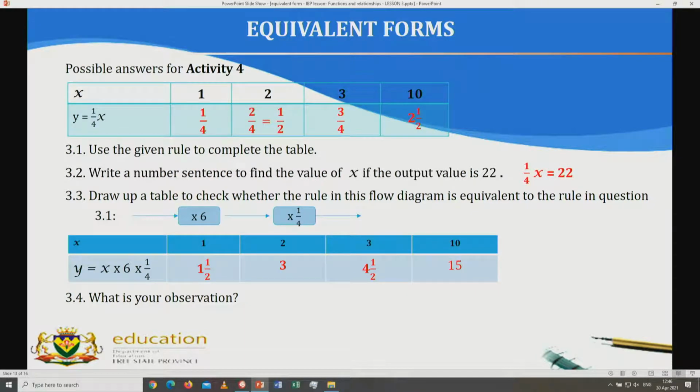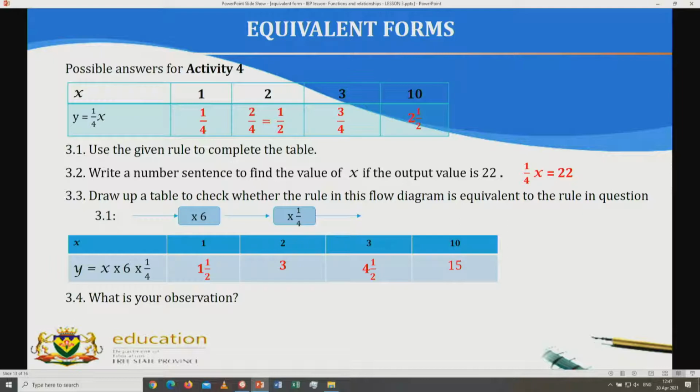Here is a number sentence for the first diagram. A quarter x equals 22. Remember, the question was, write a number sentence to find the value of x if the output value is 22. Then a quarter x equals 22 will be our number sentence. Now, there is a table that is drawn with the output values.